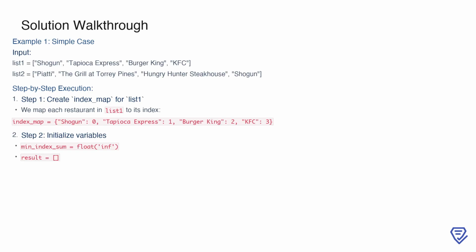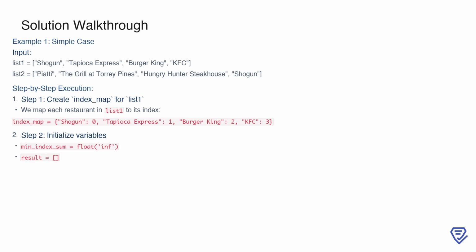To solve the problem, we start with a simple example where we have two lists of restaurant names. The goal is to find the common restaurant with the smallest index sum. First, we create a dictionary called index_map to store the indices of each restaurant in list 1. This allows us to quickly look up the index of any restaurant in list 1. Here, the index_map is created as a mapping where each restaurant name is a key, and its corresponding index is the value. For example, Shogun is at index 0, Tapioca Express is at index 1, and so on.